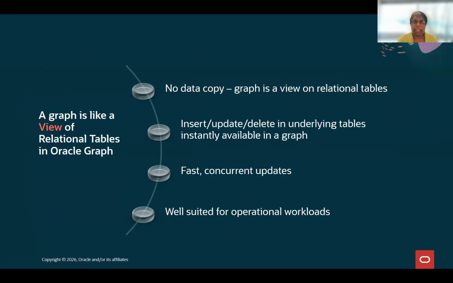Whenever your underlying tables are updated, your graph is instantly updated. There's no delay in terms of how the graph is updated, because the graph is just like a view on tables. It's like the JSON duality view, so you would instantly see any updates you have in the graph.